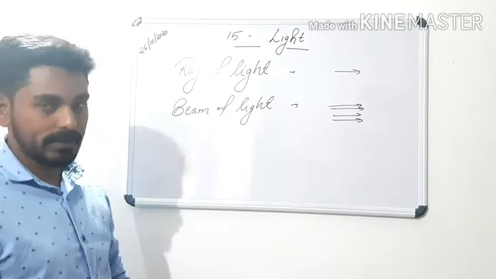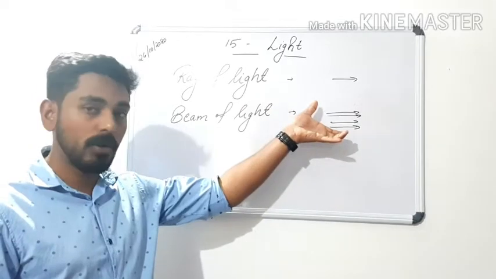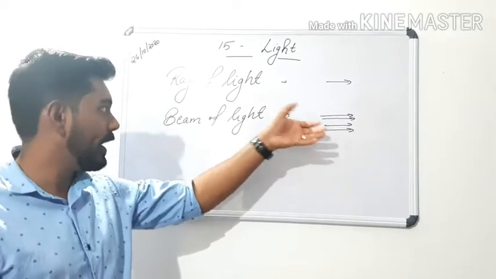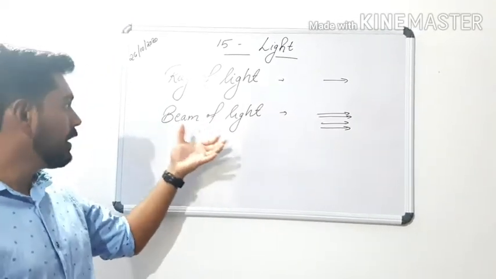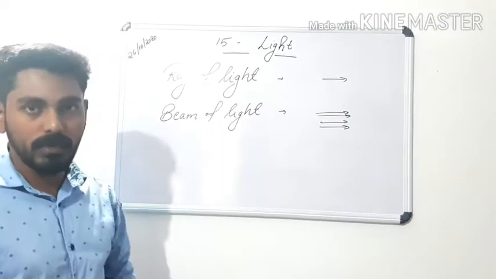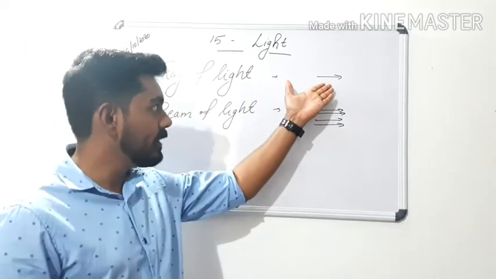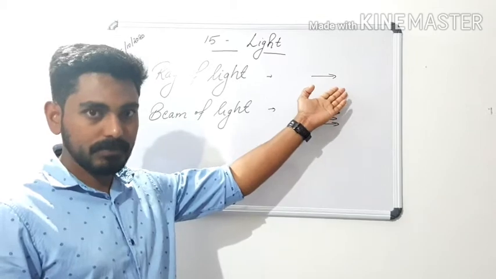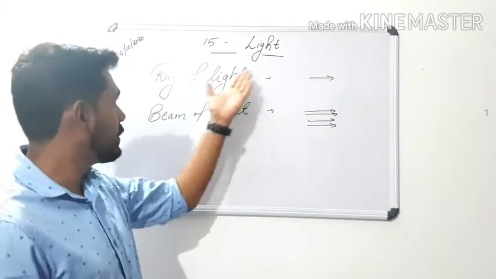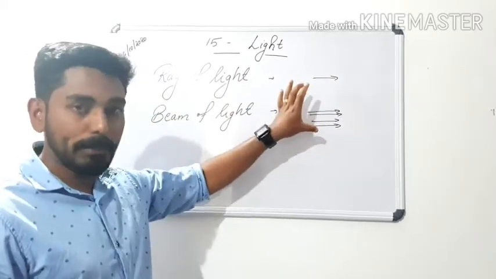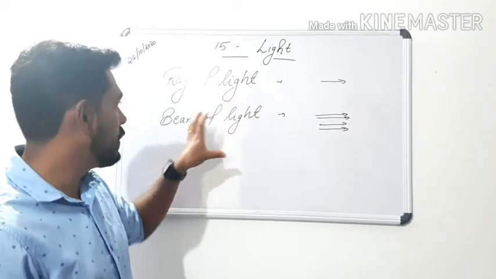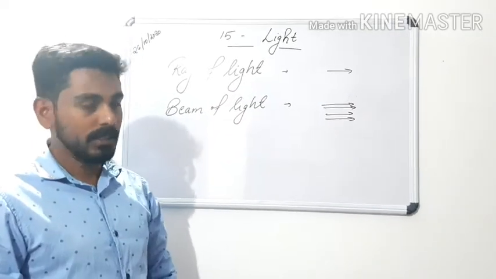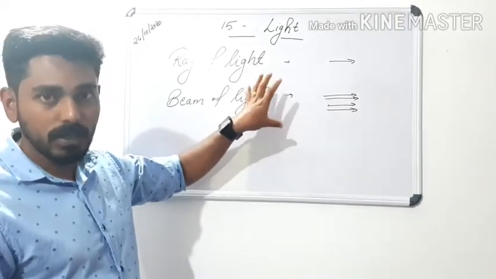And a beam of light is a bunch of rays of light together. It is a collective term. So a single straight line with an arrowhead denotes a ray of light, and a bunch of rays of light together is called a beam of light. These are the two terms related to light.